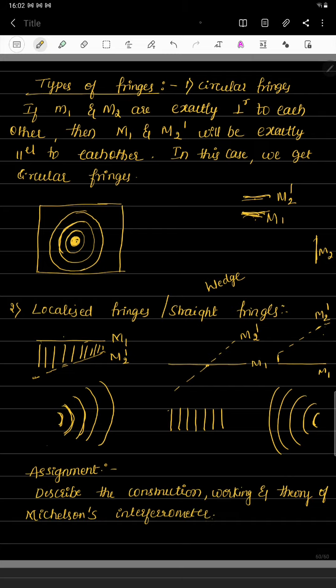Take the assignment, students. Describe the construction, working and theory of Michelson's interferometer.